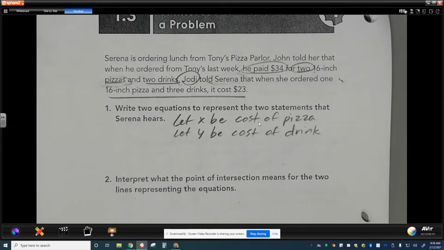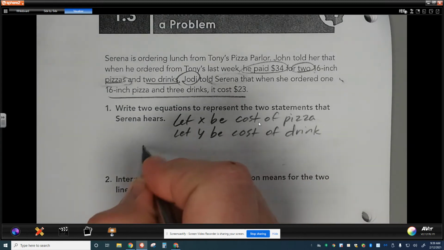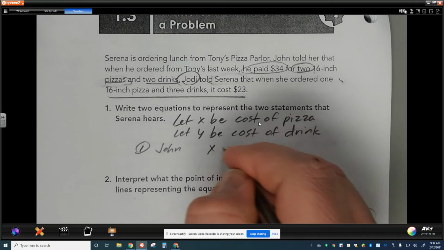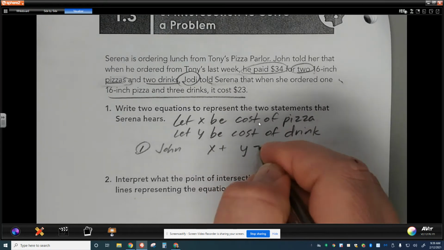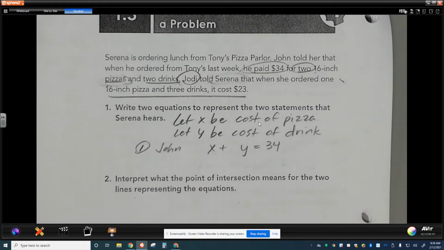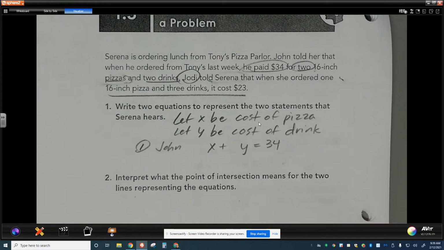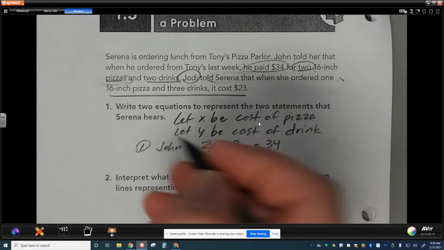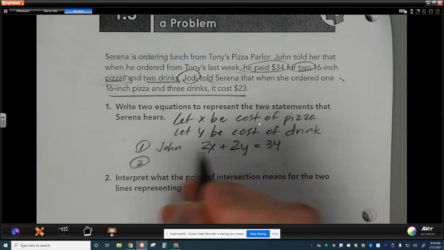Okay? If we're going to write our first equation, we're going to write an equation for John. John bought some pizza and he bought some drinks and it cost him $34. What am I missing from the equation? How many? Two pizzas and two drinks. Thank you. Good. So now we need another equation to talk about Jody.